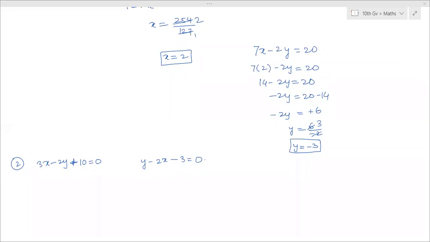Ma'am, for the second one, you have written the question wrong on the screen. It's supposed to be 3x minus 7y plus 10 is equal to 0. What I've written is 2y somewhere. It's 7y. Y minus 2x minus 3 is equal to 0.